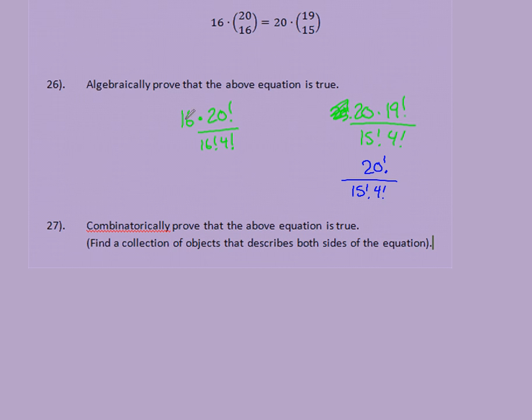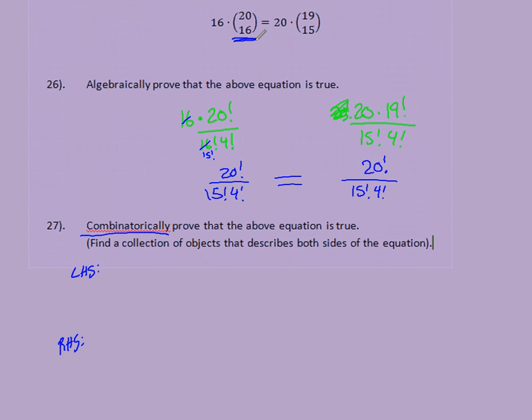This one here, I have a 16 on the top and bottom. They would cancel out, leaving me with just 15 factorial. Well, that means I have 20 factorial up top, 15 factorial, and 4 factorial on the bottom, which are the exact same. If you want to go and try to find numerical answers for both of these and give that number as your answer, that's a fine way to do it as well. Now, when it says combinatorially prove, that means you need to give a collection of objects for both the left-hand side and for the right-hand side. Okay? In this case, when we have a binomial, think committees.